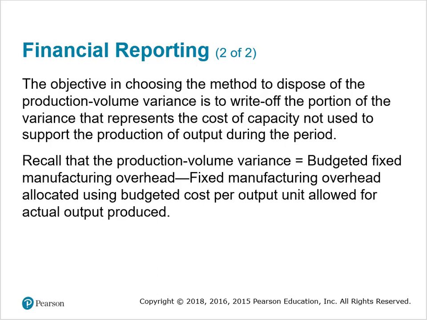And the objective in choosing the method to dispose of the production volume variance is to write off the portion of the variance that represents the cost of capacity not used to support the production of output during the period. Okay. Remember that production volume variance is budgeted fixed manufacturing overhead minus fixed manufacturing overhead allocated using budgeted cost per output unit allowed for actual output produced. Good grief. We'll look at this again. We've got to go through a detailed example of this, okay, to really see it.